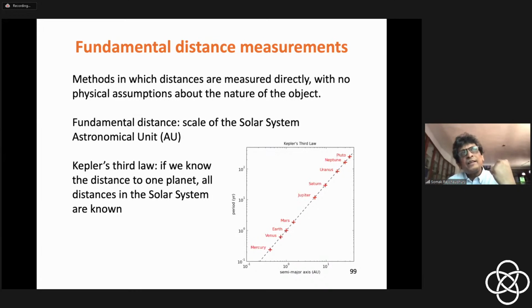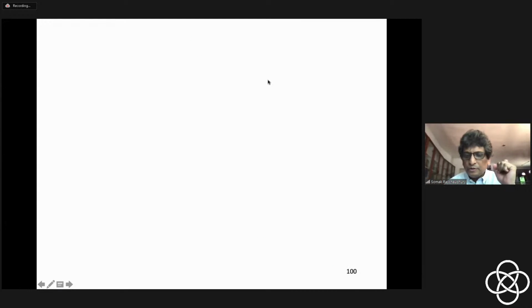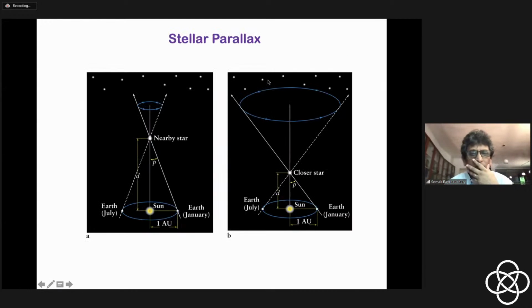But of course, we haven't done anything like this yet. So what you do is you build on this basic system that I've just described, and then look at how you go beyond that. The next step is to measure the distances to the stars. So here is what you do.